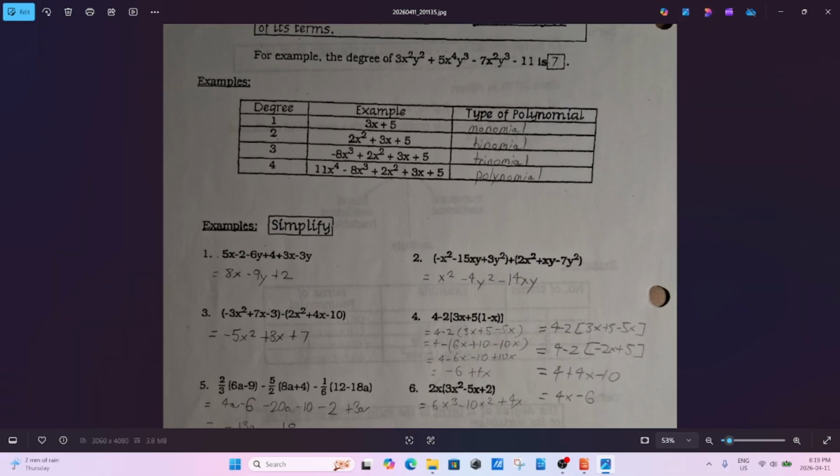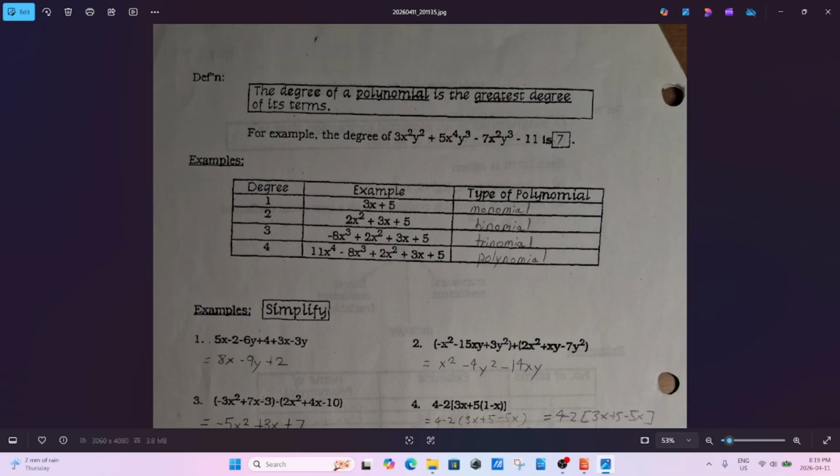Okay, so the degree of a polynomial is the greatest degree of its terms. So for example, the degree of 3x squared y squared plus 5x to the 4 y to the 3 minus 7x to the 2 y to the 3 minus 11 is 7. Because we look at the first term, which is degree 4, the second term is degree 7, and the third term is degree 5. And so 7 is greater than 5 is greater than 4, so the greatest degree is 7.